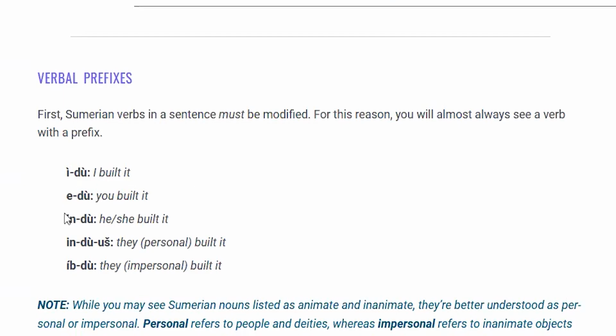Idu, I built it. Edu, you built it. Indu, he or she built it. Indush, they, personal, built it. And ibdu, they, impersonal, built it. Remember, personal are most humans and all deities, and impersonal is going to be any type of inanimate object, person that we might speak of disparagingly. I mean, we wouldn't now, but back then they may have, and things, and pretty much everything else that is not a person or deity.